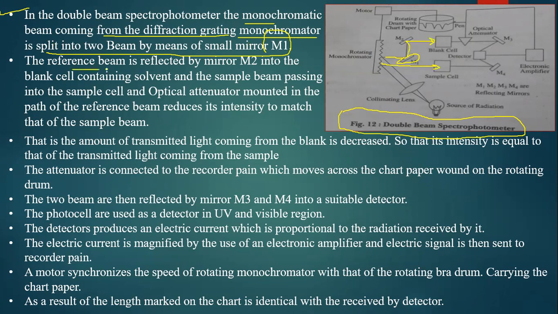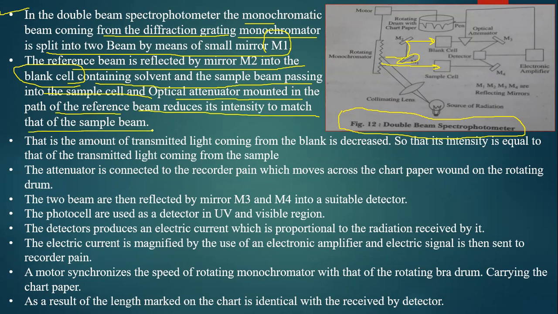The reference beam is reflected by mirror M2 into a blank cell, that is, the solvent cell containing the solvent, and the sample beam passes into the sample cell. An optical attenuator mounted in the path of the reference beam reduces its intensity to match the sample beam.